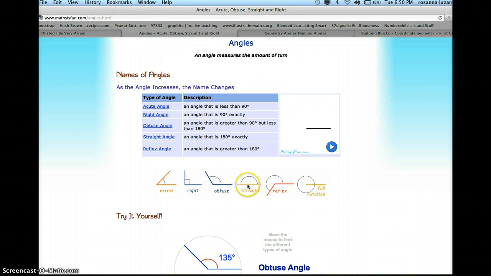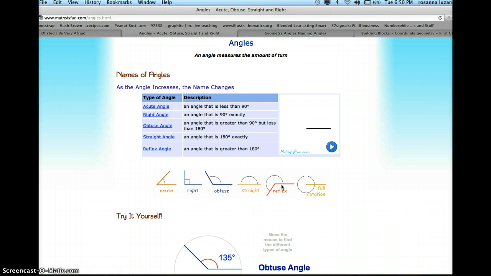A straight angle is when you have a straight line, and if you measure the distance between the two rays, it should be 180 degrees. Now, bigger than a straight line or 180, it is called a reflex angle.